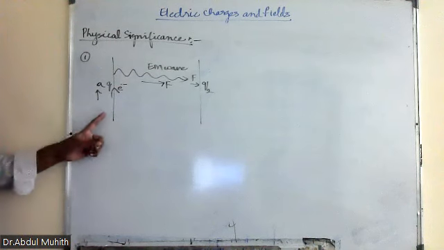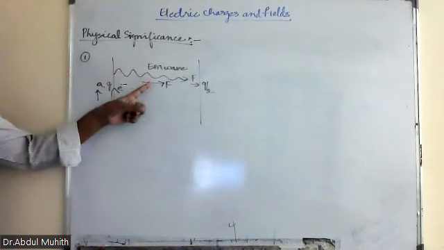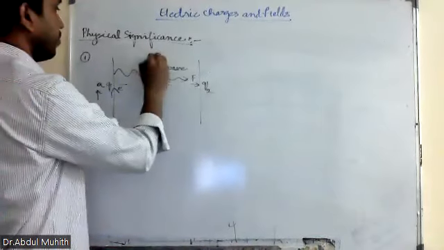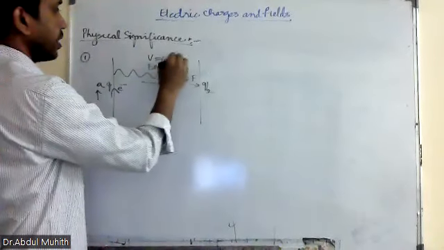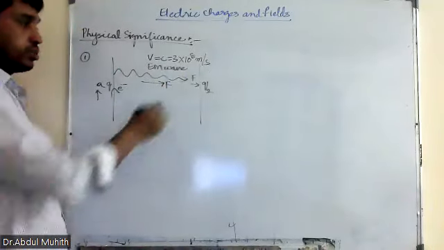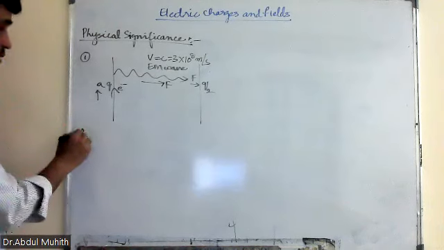Once again, when the electrons are accelerating in an antenna or in an object, an electromagnetic wave is produced, which will travel with velocity v. Here v means c, which is 3 into 10 to the power of 8 meter per second. It will exert a force on the charge in the second antenna. That is how the electromagnetic wave is detected in the second antenna. Got it? Is that clear? This is the first one.